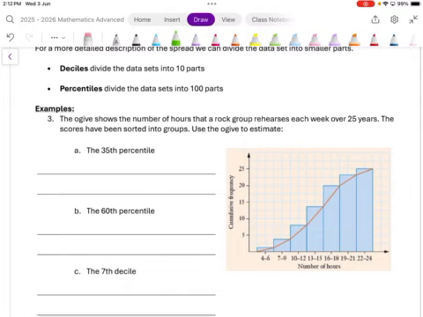The scores have been sorted into groups. Use the ogive to estimate. We still have our cumulative frequency. For the 35th percentile, we want to find what 35% of our cumulative frequency is. Our total cumulative frequency is 25, so 35% of 25 is the 8.75th score. So we want to draw a line at where 8.75 would be.